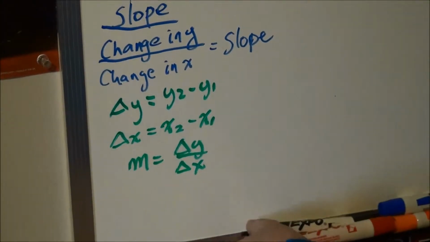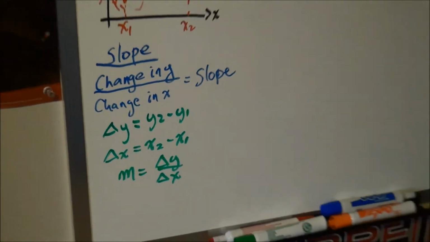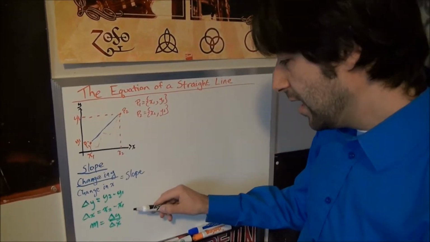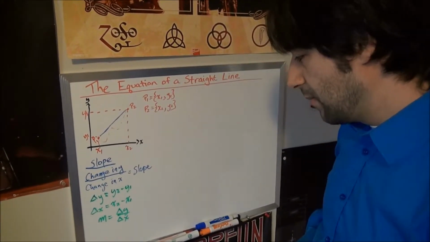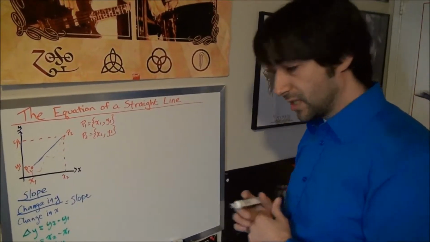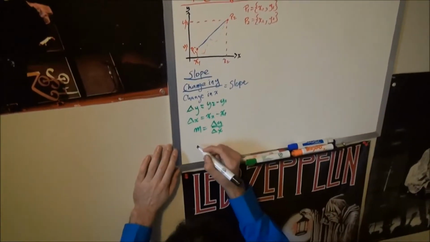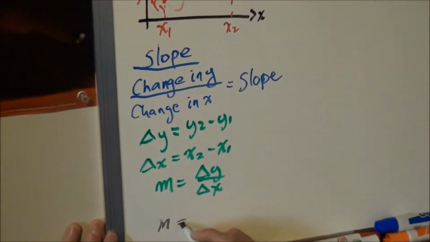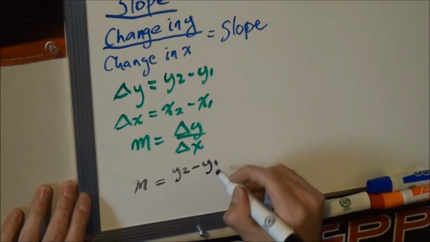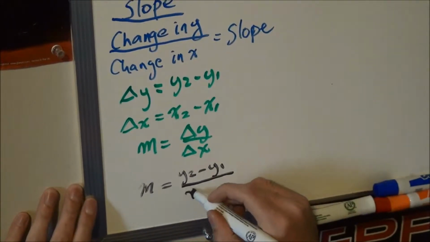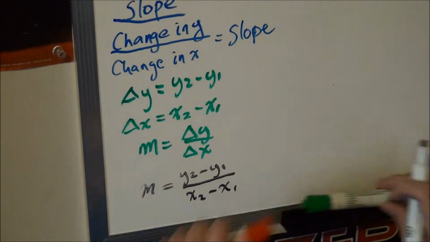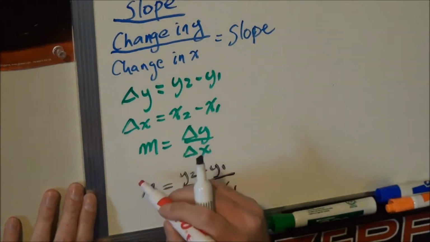Now if we make our substitutions here, where delta y was defined as y2 minus y1, and delta x is x2 minus x1, we can write the full equation that gives us the slope of this line. And that is an equation that we will use again later.